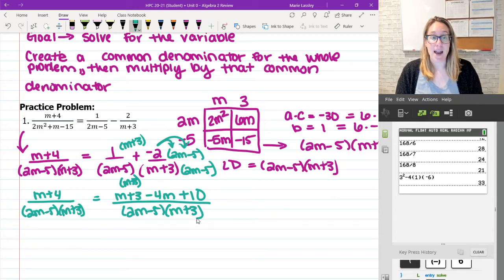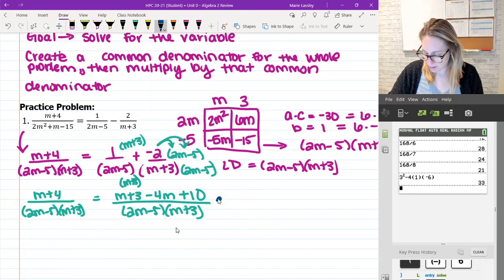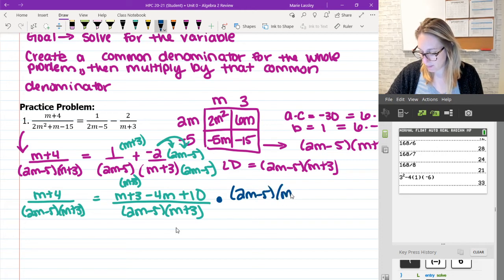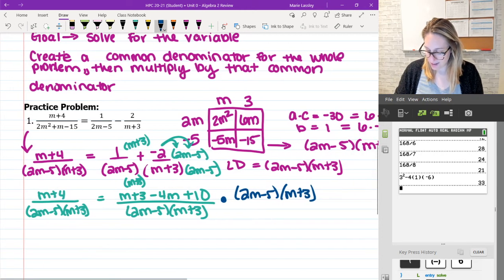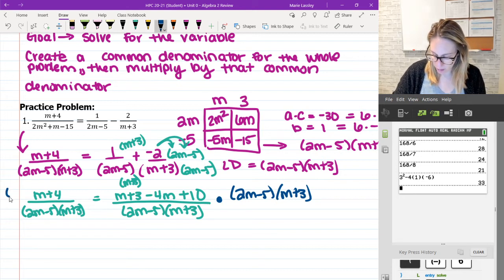Okay, next thing I'm going to do is I'm going to multiply both sides of my equation by that common denominator. All right, so I'm going to multiply this side of my equation times 2m minus 5 and m plus 3. And I'm going to do the exact same thing to my other side of the equation. Remember, what you do to one side of an equation, you must do to the other side. So I'm going to also multiply this side by 2m minus 5 and m plus 3.